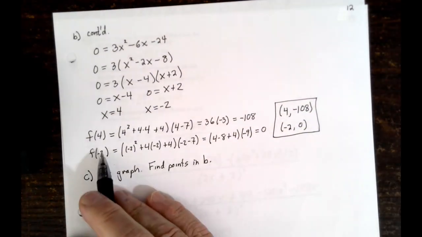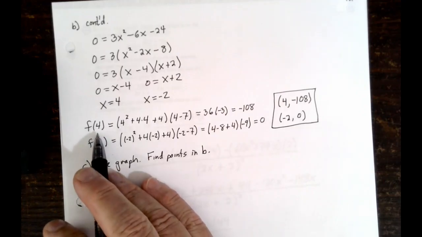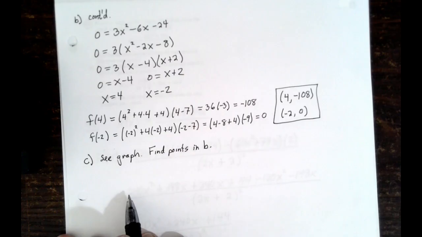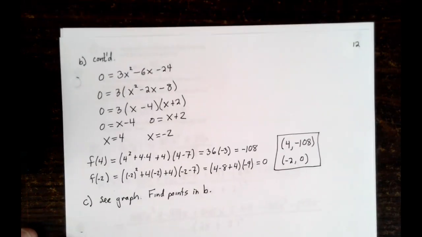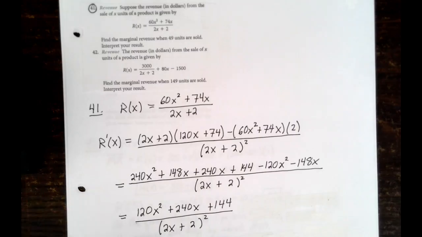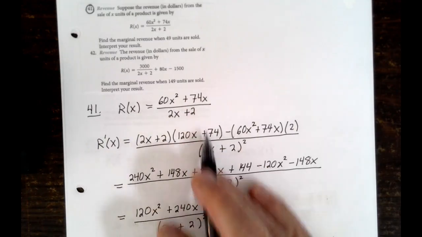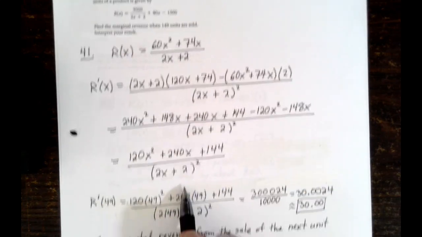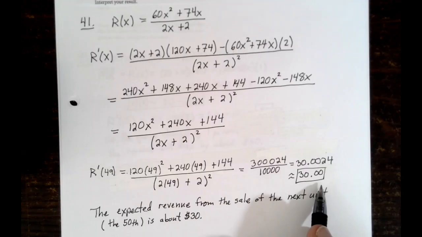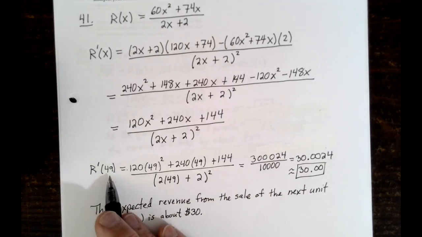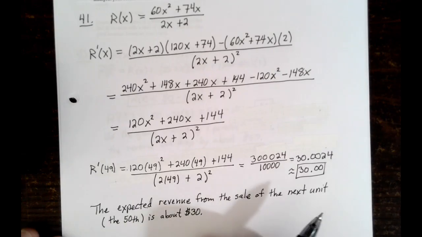And they want you to find the actual points where it's -2 and 4, so you have to plug 4 and -2 into the original function to find those actual coordinates. And then part C says use the calculator to indicate all of that, and we've already done that on the previous page. 41 says find the marginal revenue when 49 units are sold, so you have to find the first derivative first. You use the quotient rule, and then you plug in 49, and that tells you that the revenue from the sale of the next unit, meaning the 50th after 49 are sold, the expected revenue is about $30.